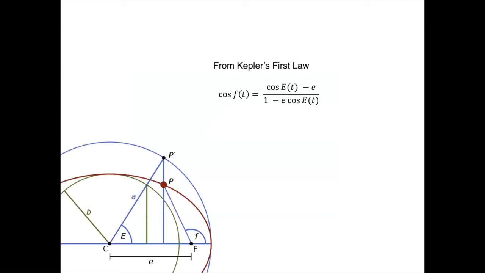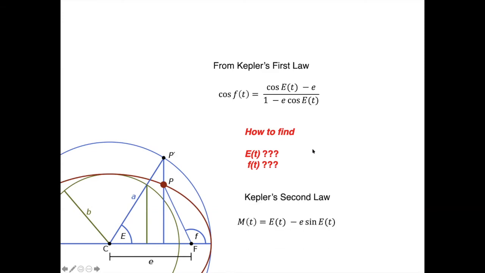So from Kepler's first law, you have how to find the true anomaly as a function of the eccentric anomaly. Both of these, the eccentric anomaly and true anomaly, are nonlinear functions of time. So how to find them? This is the fundamental question that Kepler's second law tackles. And the answer to that is the mean anomaly is the eccentric anomaly minus the eccentricity times the sine of the eccentric anomaly. The mean anomaly is a linear function of time.